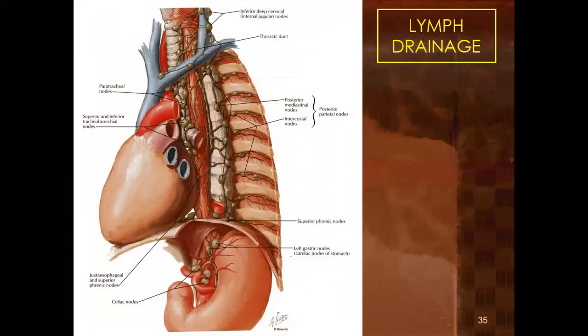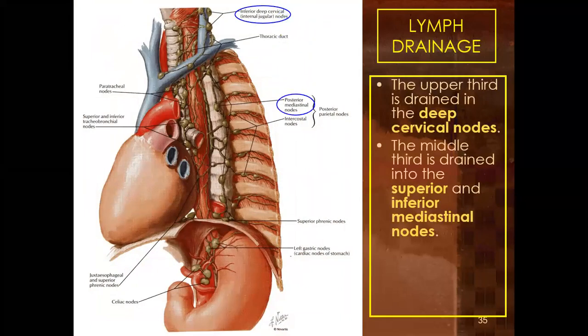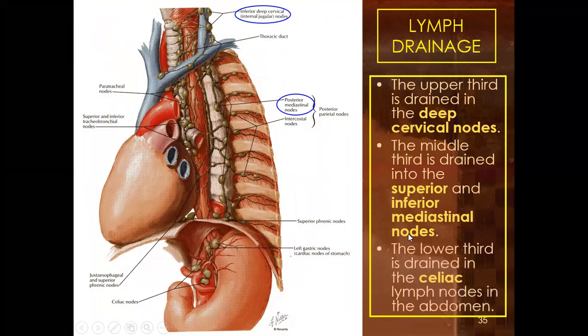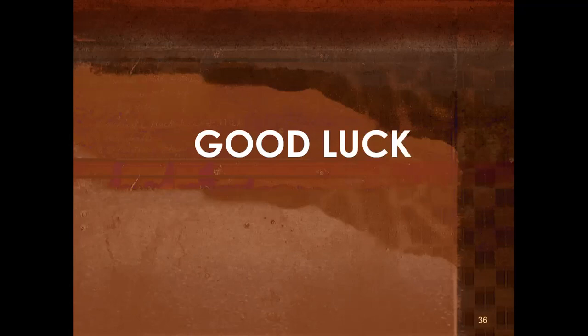Now coming to the lymphatic drainage, again it is divided into upper, middle, and inferior. The upper third in the neck drains into the deep cervical group of lymph nodes. The middle third drains into the superior and inferior mediastinal lymph nodes. The lower third drains into the abdomen, into the celiac group of lymph nodes. So this is all about this lecture, which includes the oral cavity, the pharynx, as well as the esophagus. If you have any doubts regarding this, you can ask me.